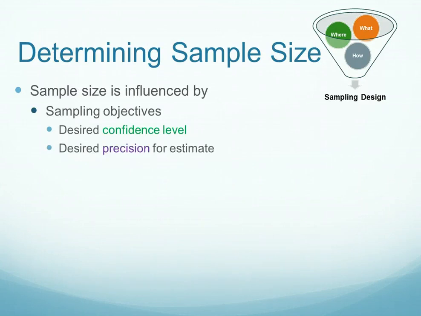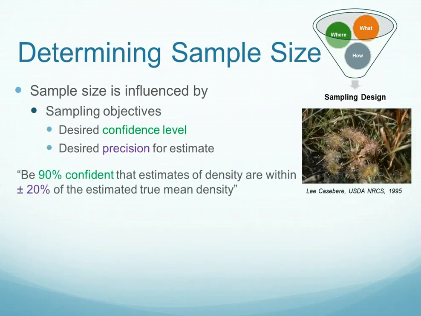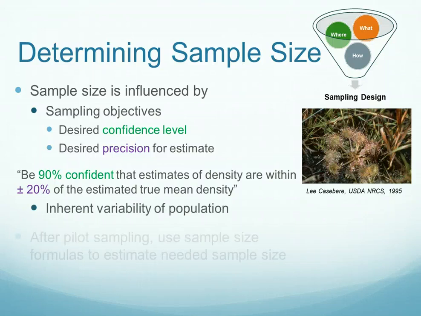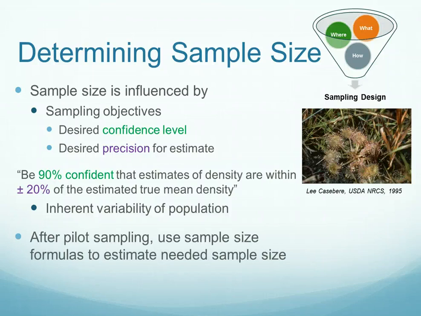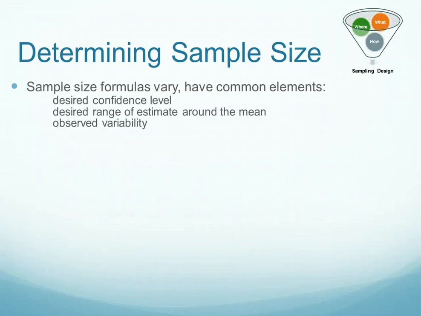Our sampling objectives, the components, the confidence level, and the desired precision, greatly influence our decisions about sample size, our requirements for sample size, as does the inherent variability of the population. What we will do is conduct some pilot sampling and then use the sample size formula to estimate the necessary sample size. There are several different types of sample size formulas, but they all have common elements.